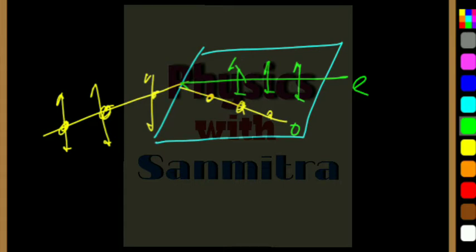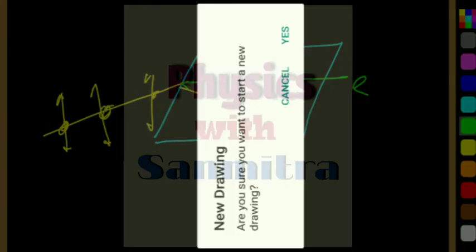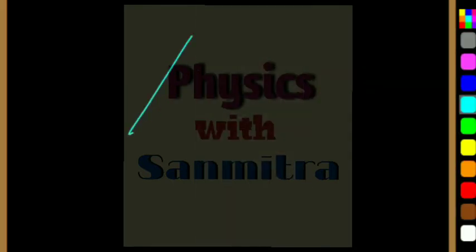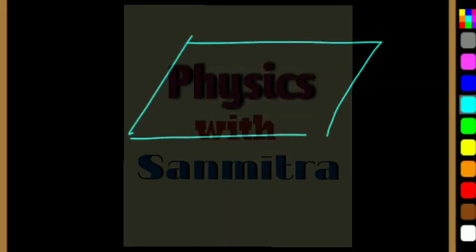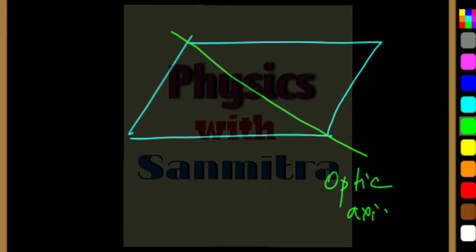Now let us talk about the crystals. Okay, suppose let me take this crystal. This crystal will have an axis. Let's join these two points, and this axis will be known as the optic axis. Now what is the optic axis?